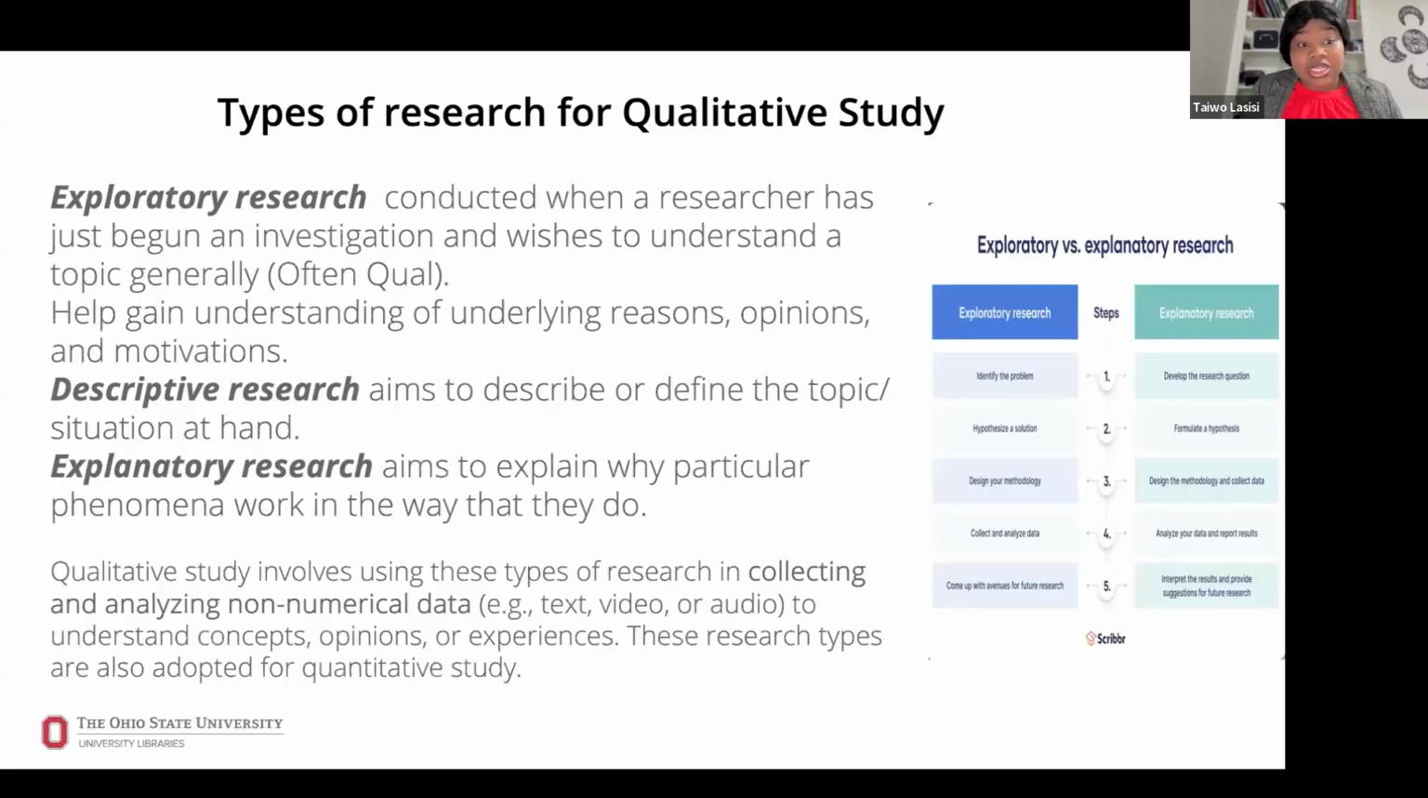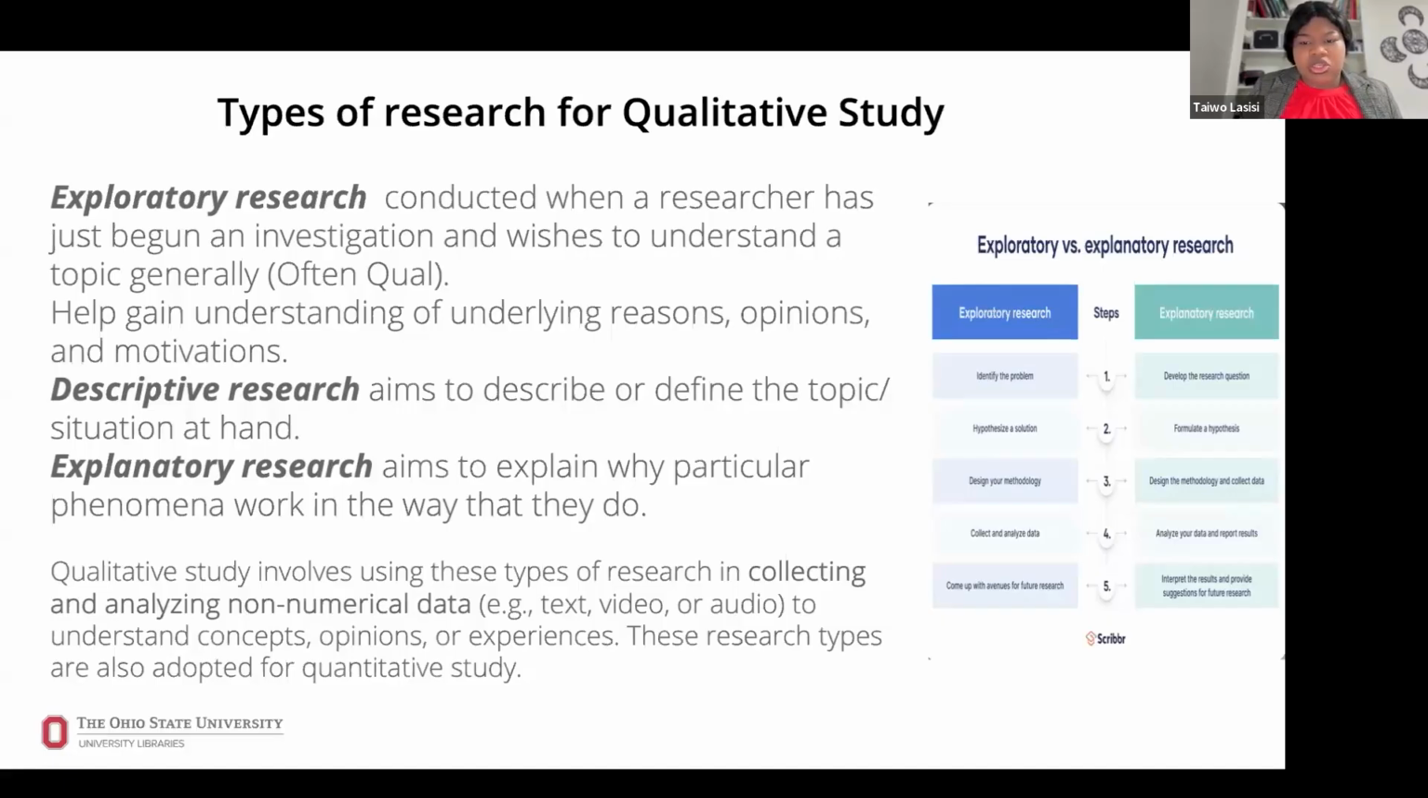And you can also have it as explanatory. Now you want to go in depth. You want to explain what you've seen. You want to dive into, like I said, perceptions. You want to dive into what people are thinking, what they have experienced about a particular phenomenon.